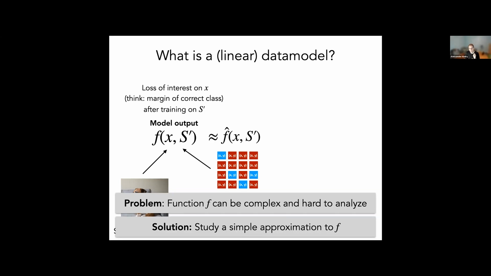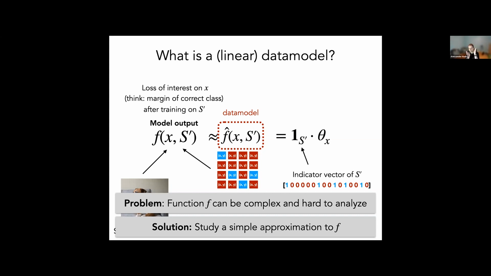However, we show that in many cases it is possible to study a simple approximation of the function f, and this simple approximation is called the data model. Quite often, we can approximate the behavior of this function via a linear function, in the form of an indicator vector of the given subset of interest times a learned vector, which has one weight per training example in S. So the output of a model on a given subset of the training set, for a given input, corresponds to summing up the weights of the corresponding training examples in S. This was a very fast primer on data models.